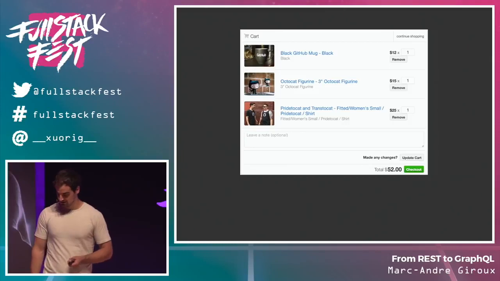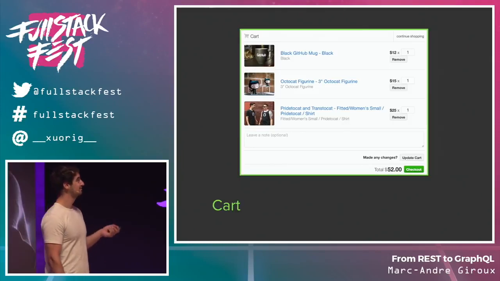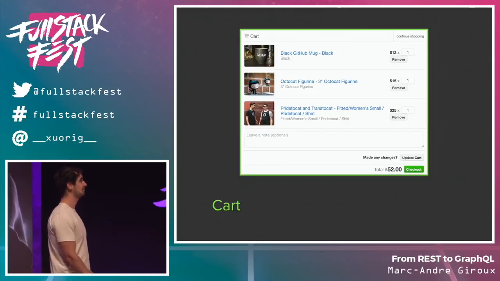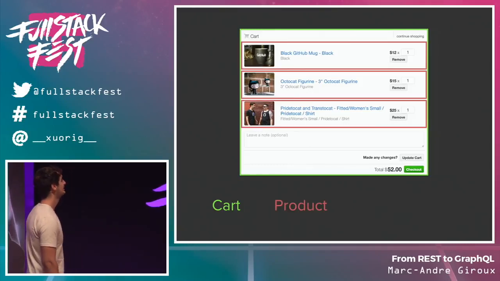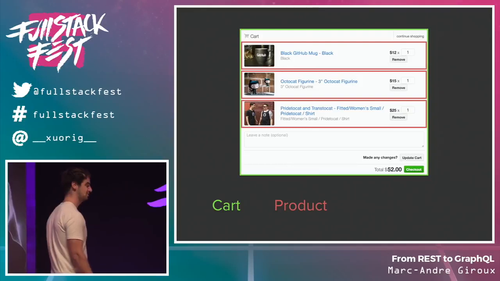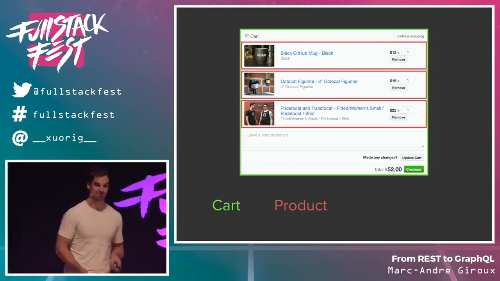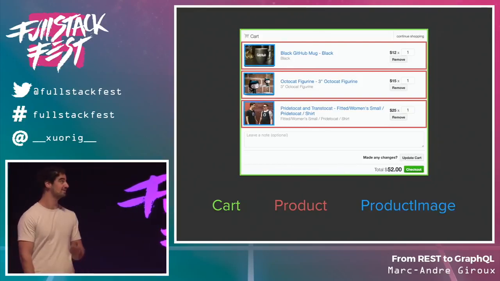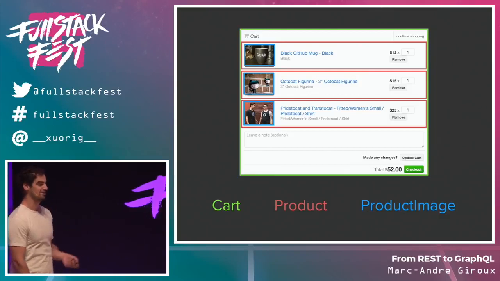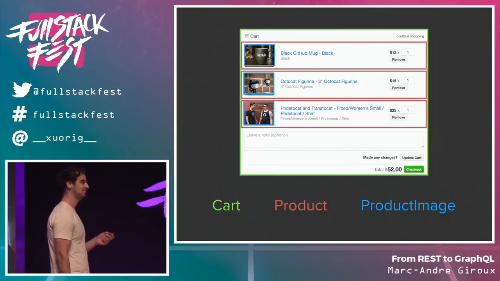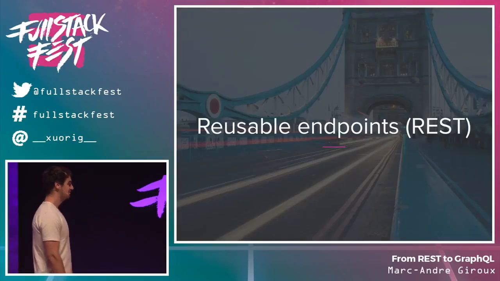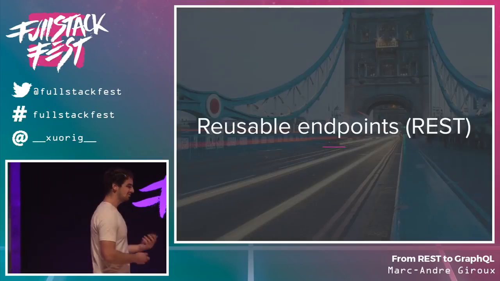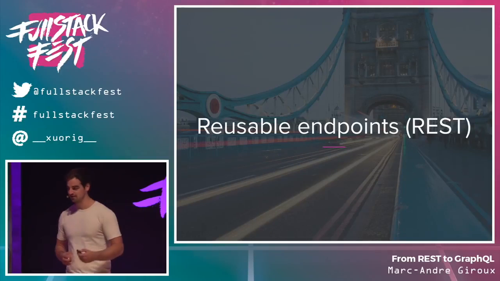We have a cart resource, probably with a total, and it has products. We have the products themselves, which probably have a title, description, price, a bunch of other things. And maybe also a product image that's going to contain the URL of the image and any metadata we need.